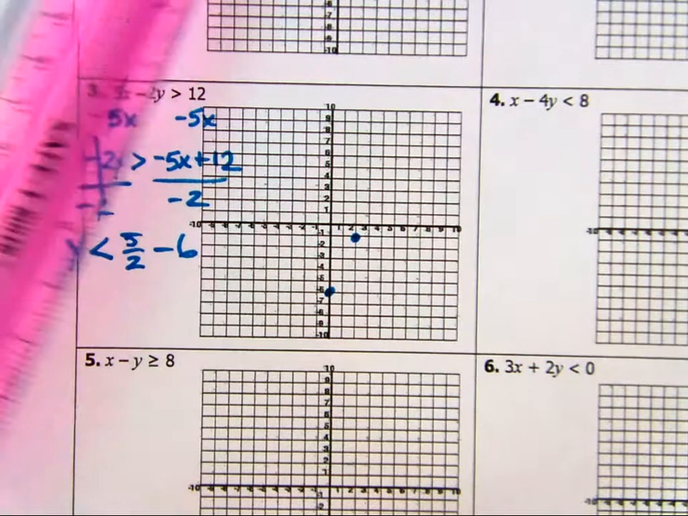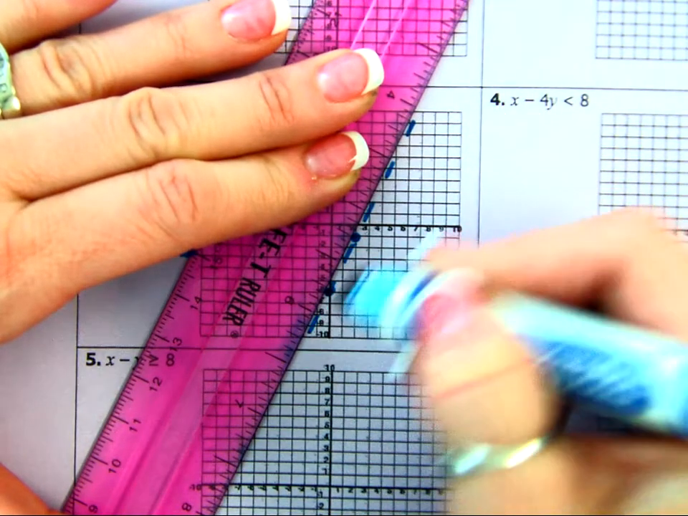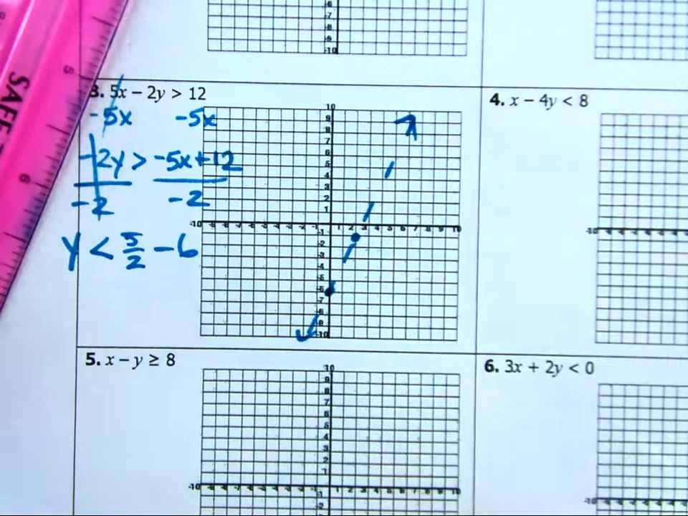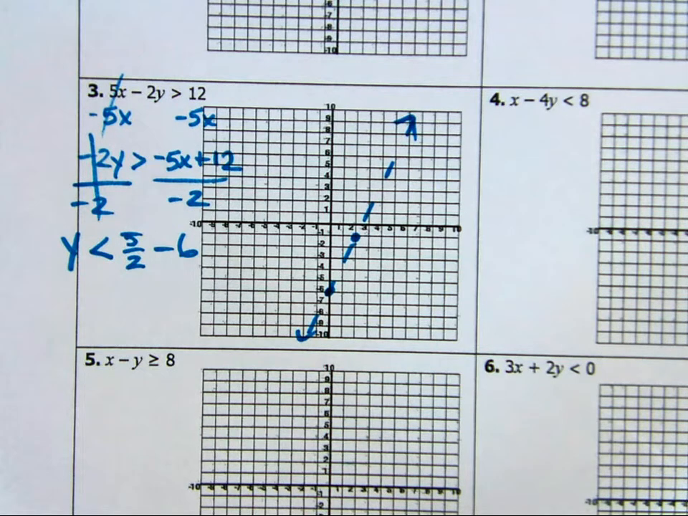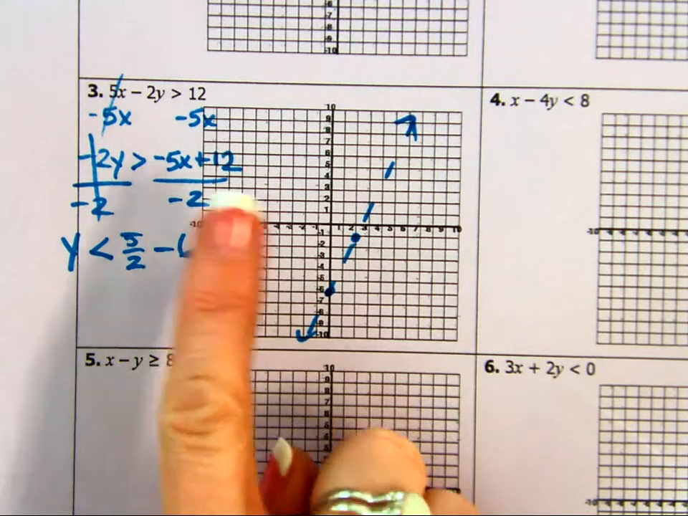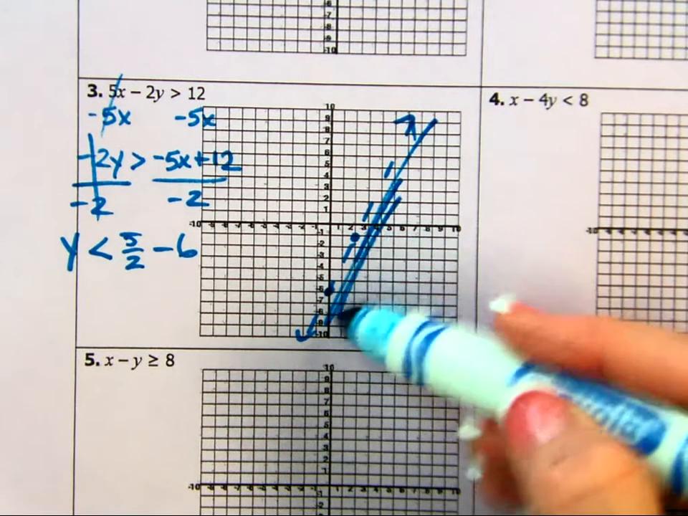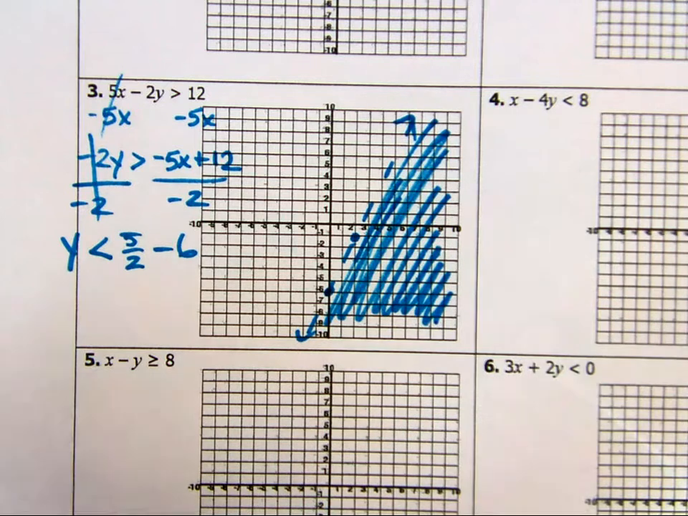I'm sorry, I said solid, but wrote dash. A dash line. And now I want to shade less than. Above is greater, below is less than. Here's how I can tell every year the people who forget to switch their sign when they divide by a negative. Because the shading is on this side instead of on this side, right?